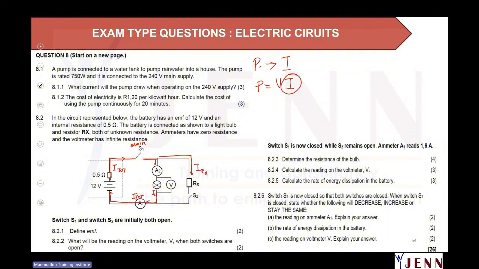So we now know that the bulb is connected in parallel to the RX resistor. This is the typical example of the table, the circuit that I showed you earlier. So the first question there was, define the term EMF. EMF is the maximum energy provided by the battery per unit coulomb of charge.